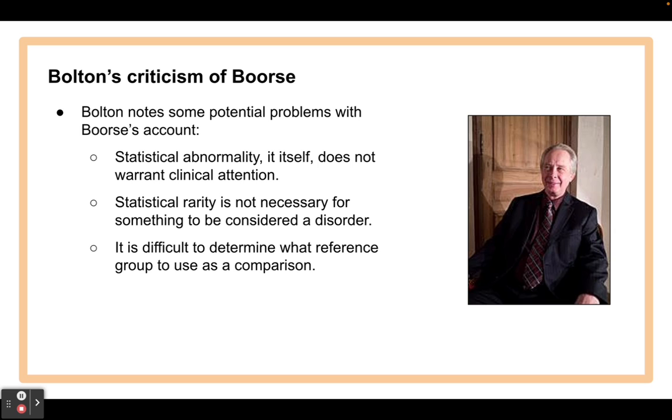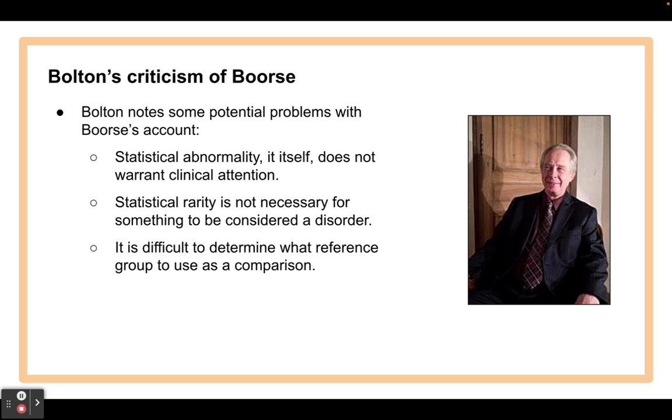He also notes that statistical rarity is not necessary for something to be considered a disorder. So we know that very well, right? Because the COVID-19 pandemic, for example, became very common. So just because something is actually normal doesn't mean it's no longer a disorder or an illness.